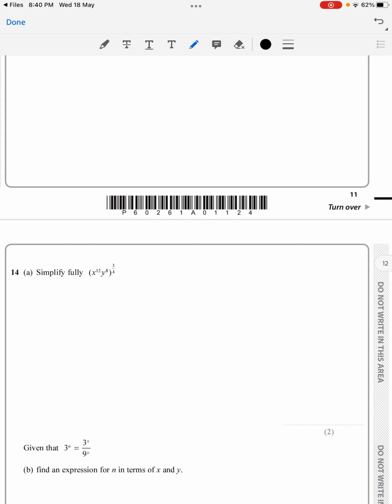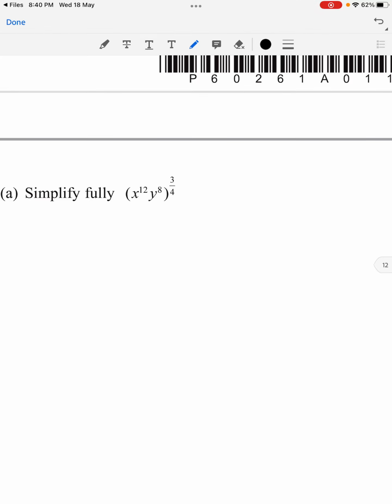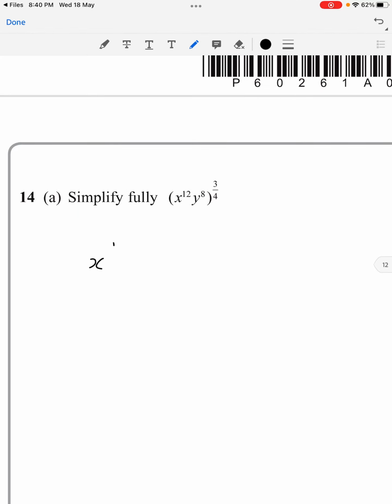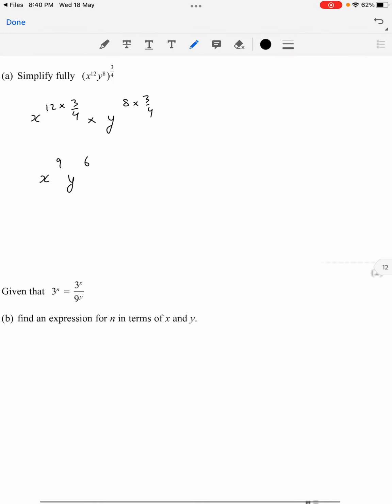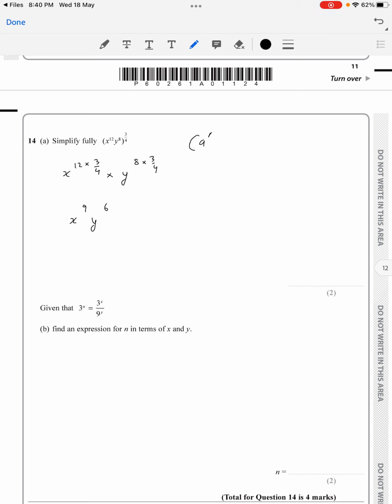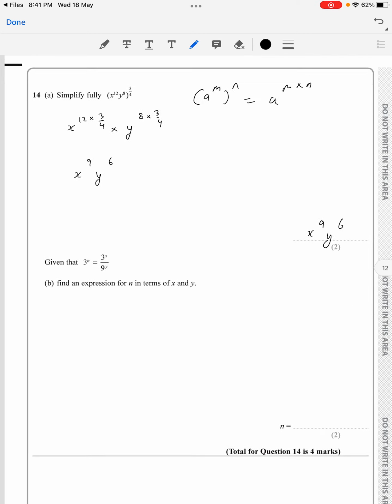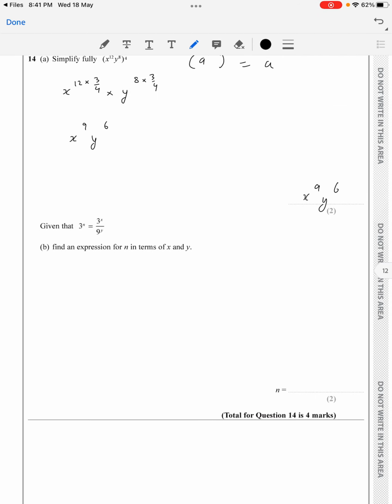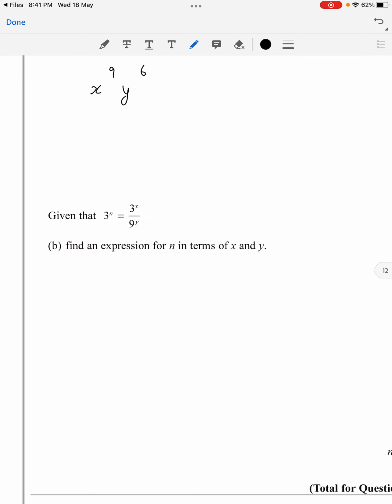Next question, you're going to move on to the next part. It's asking us to simplify fully. You're going to do x to the power 12 times 3 by 4 times 8, times y raised to the power 8 times 3 by 4 as well. Just do the multiplication here. You should be getting x to the power 9, y to the power 6. You're just going to write that down for 2 marks. This is using the concept of a raised to the power m, all raised to the power n, is equal to a raised to the power m times n. That's a rule of indices that you need to remember. Alright? Okay. Let's move on to the next question now.